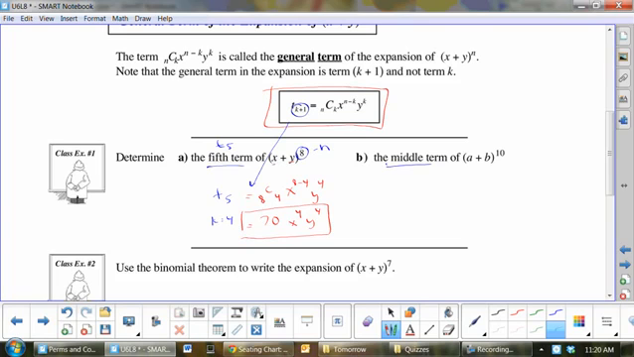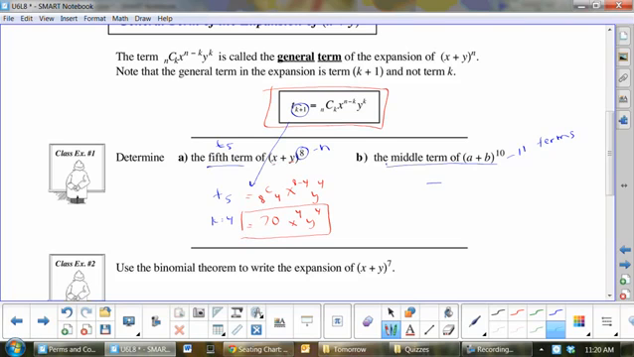Okay, this one, a middle term of a plus b to the 10. You need a little bit of knowledge to get through this one. Which term am I looking for? T what? T6. But is 6 in the middle of 10? There are 11 terms. Now, if you look back on your study sheet, at x plus y to the 0, there's one term. So there's always one more term than the exponent.